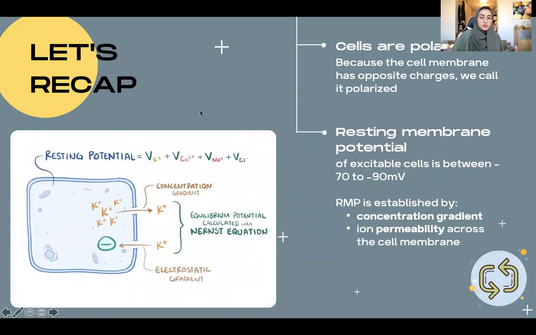All right, so just again, to recap, we know cells are like batteries. They're polarized, right? Inside is more negative, outside is more positive. Resting membrane potential of excitable cells, which are nerve and muscle cells, is usually between -70 to -90 millivolts, and it's determined by the concentration gradient, how permeable the ion is, and you also have your electrostatic gradient. So these are the three things that play a role.